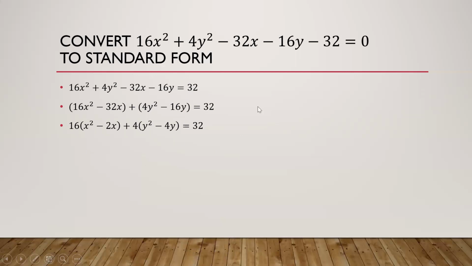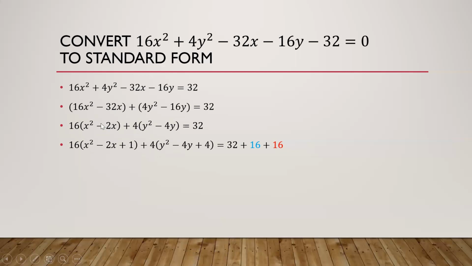That's how you factor out. So now, since we have x squared minus 2x and y squared minus 4y, we can now complete the square. So we can change it into a perfect square trinomial. So again, to do that, we simply have to do b over 2 squared.